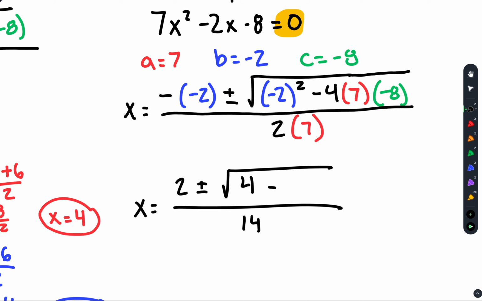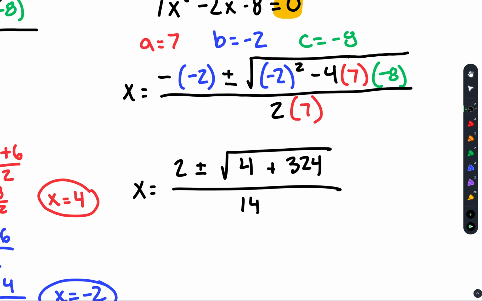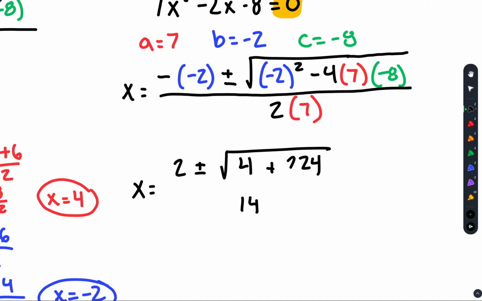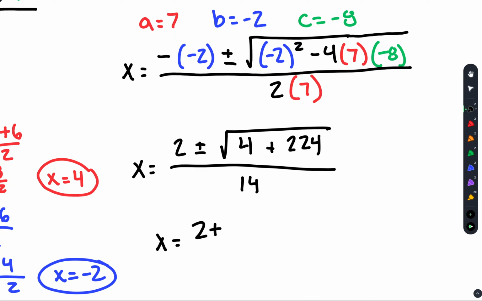Can somebody tell me what 4 times 7 times negative 8 is? 224. Is that going to be a positive 224 or a negative 224? Or is it going to be plus 224 or minus 224, I should say? It should be plus 224, because this is negative, 2 negatives make a positive. Good? Another simplifying step. Every time I do a simplifying step, I'm rewriting the entire thing. So this is now 228 in here over 14.